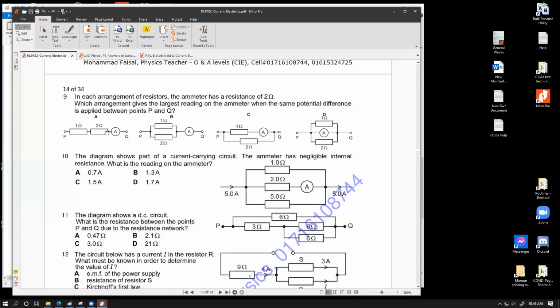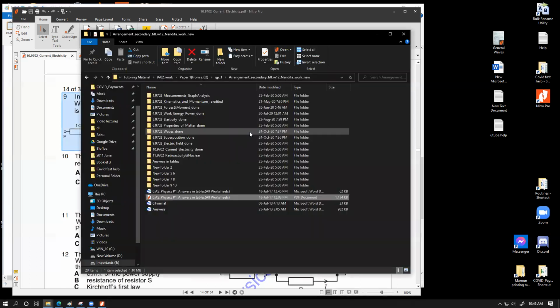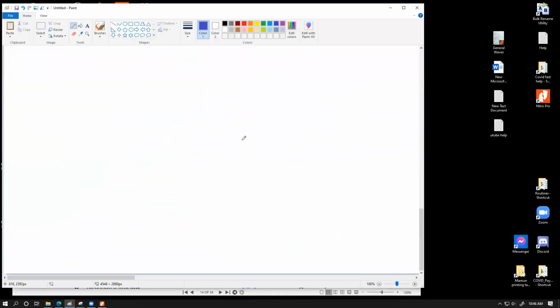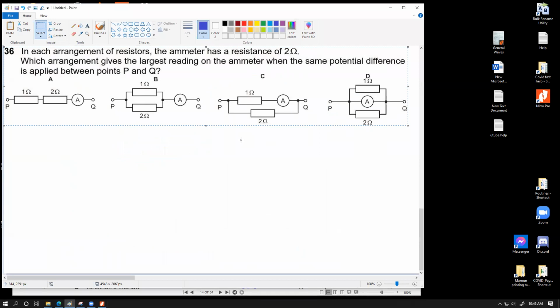So add up here. The total resistance of this combination is 1 plus 2 plus 2, 5 ohm. Let me copy this. The total resistance of the first combination is 5 ohm. Here it should be 1 and 2 in parallel plus 2. 1 and 2 in parallel gives you 0.67. And this is 2. So the total common resistance is 2.67 ohm.